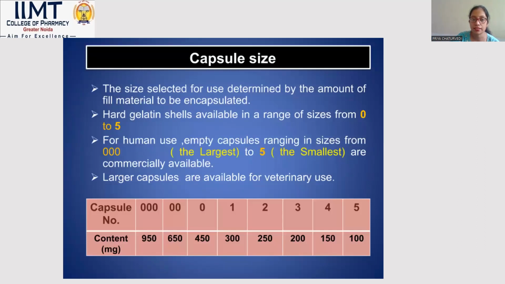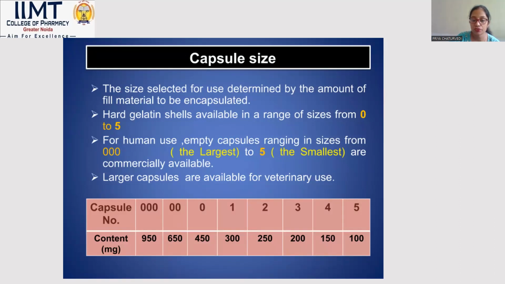Now, capsule size. The size selected for use is determined by the amount of fill material to be encapsulated. The hard gelatin shell is available in the size range from 000 to 5. For human use, empty capsule ranges from size 000, which is the largest, to 5, which is the smallest. The larger capsules are available for veterinary use only. Now, the 000 size can contain 950 mg of the product.